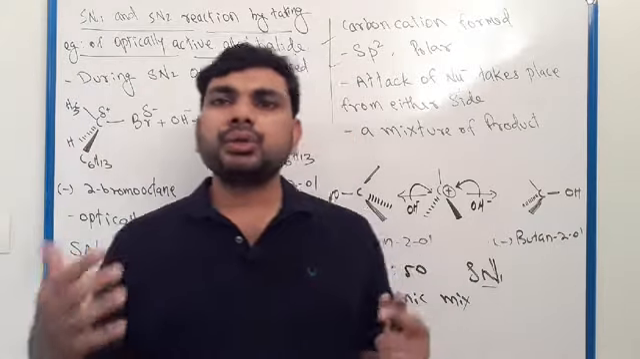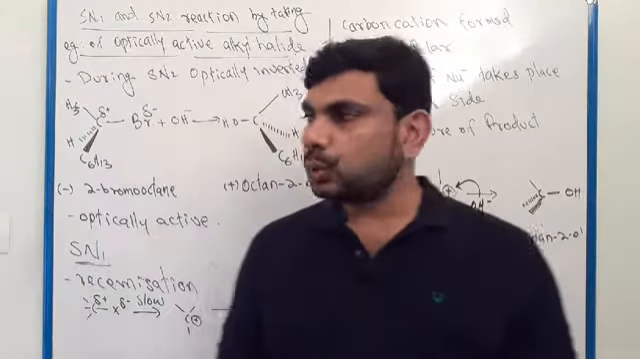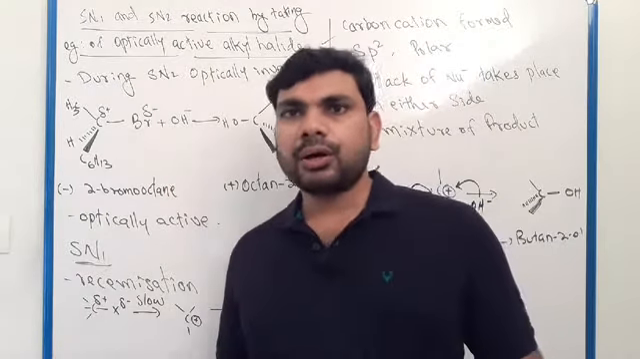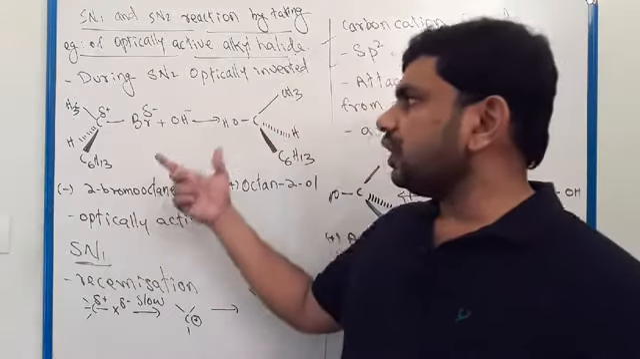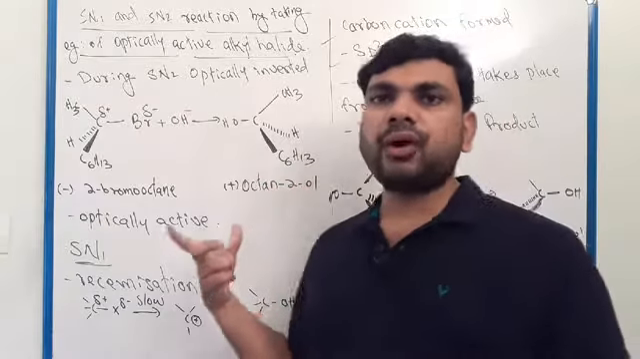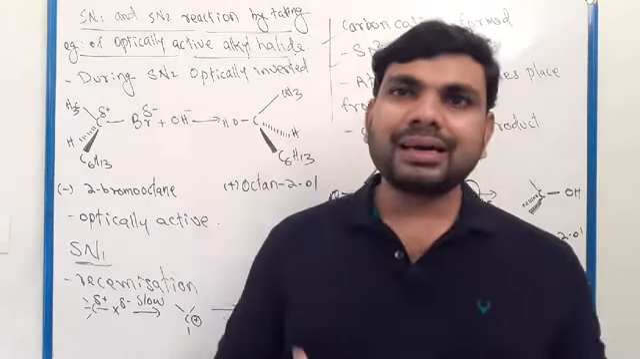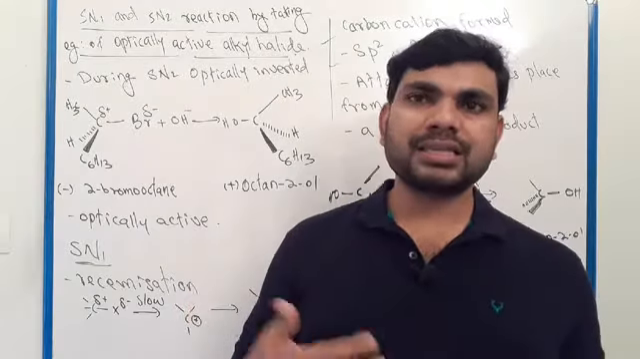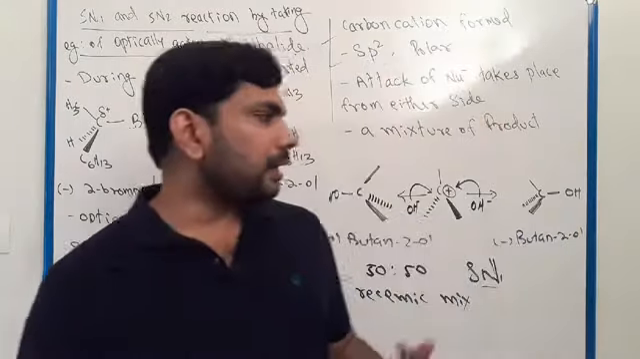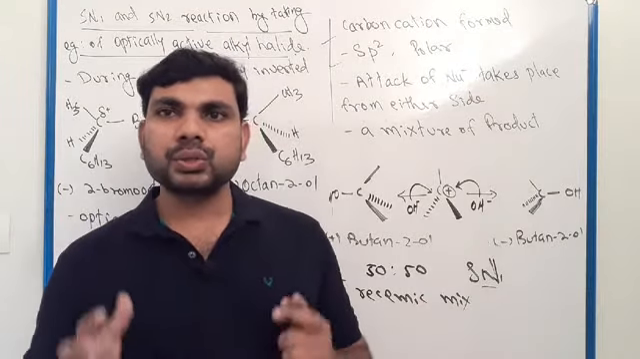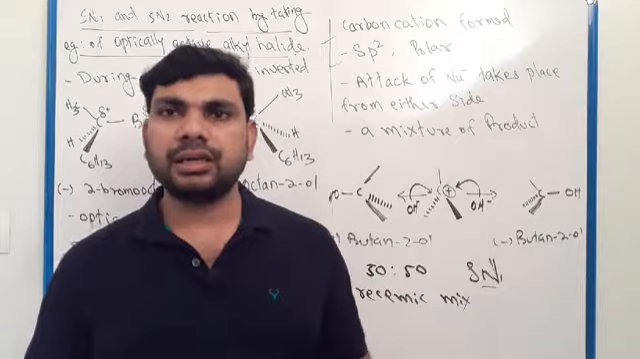So here you have to understand: the SN2 product is optically active, and inversion occurs, with the product formed with the inverse configuration. In SN1, racemization happens, and the products are optically inactive. These are the things you have to understand here. Clear?